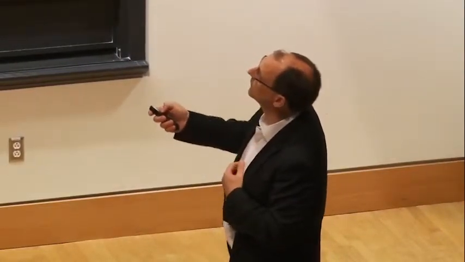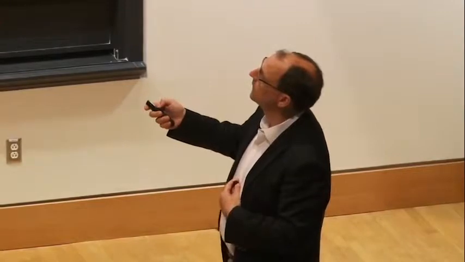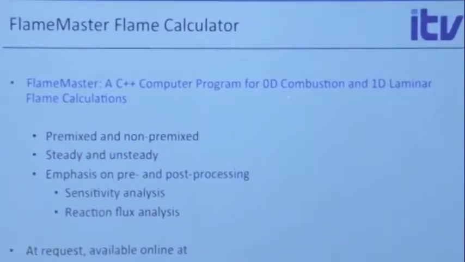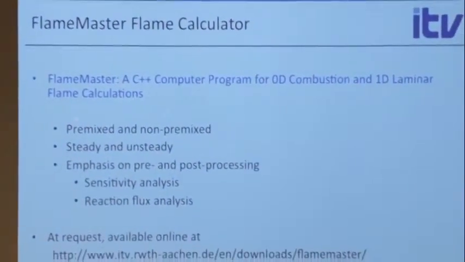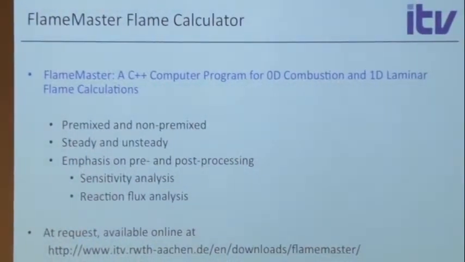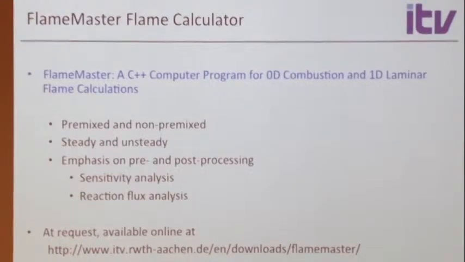But this is another thing that's interesting to compute, and I want to show you how to compute this. There were also questions here about how to compute this. So we have developed in the past a code called Flame Master. It is a C++ computer code for 0D combustion and 1D laminar flame calculation. So basically, with this code, you can compute anything that is less than two-dimensional. The code is freely available, and it's an open source code.